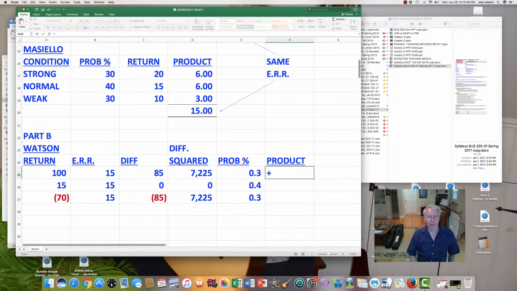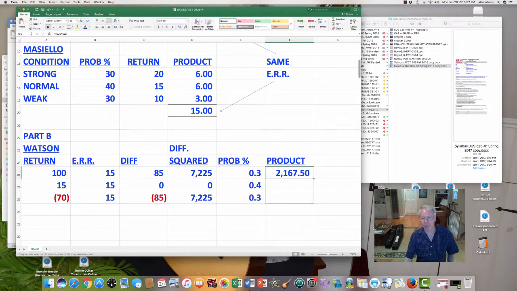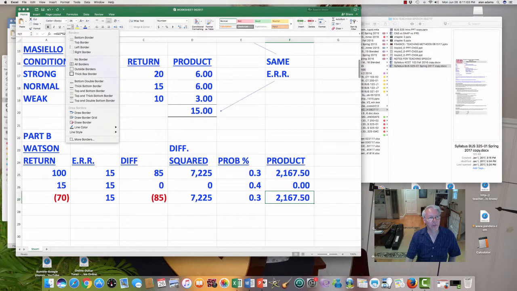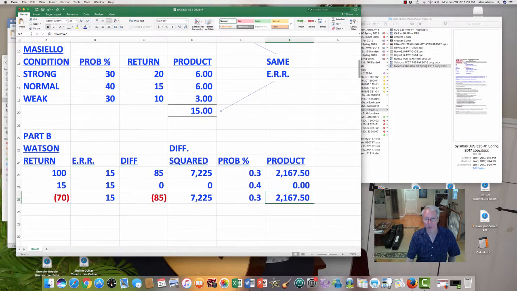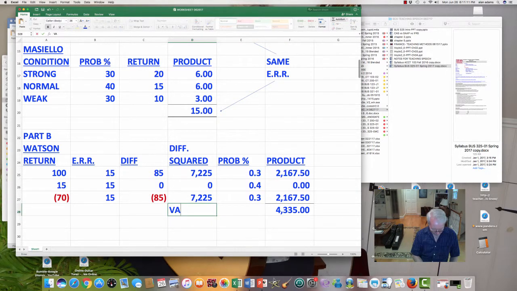And then I take my difference squared multiplied by its probability, and I get 216750. I carry that number down to all 3 rows, and there is my data. Okay, now what I do, friends, is I sum those. I add those 3 together, just like this. And that number, as I told you in my video lecture, is called a variance.